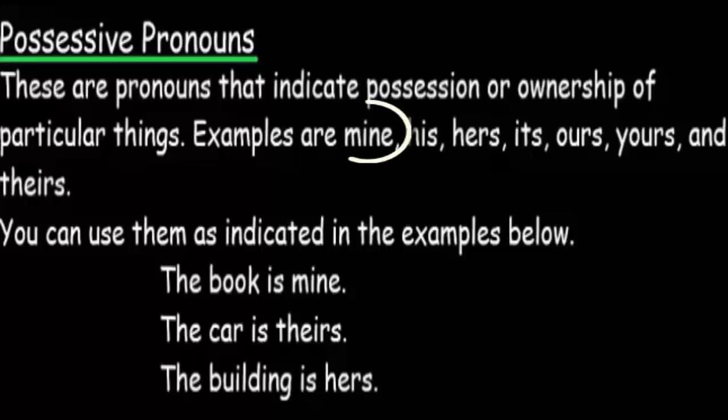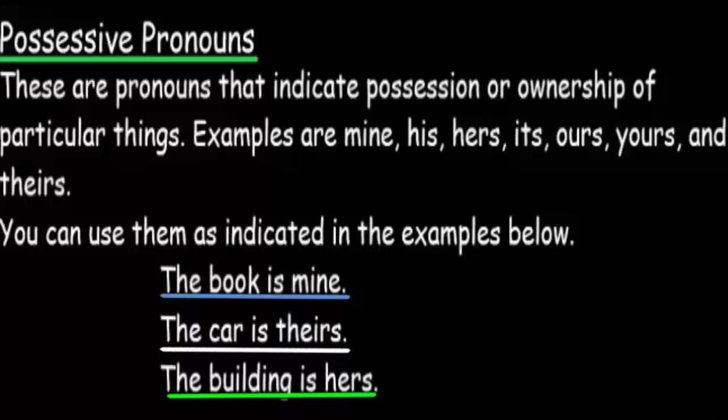Examples are mine. If I say the book is mine, it shows I own it. The book is his, it shows he owns it. It's ours, we own it. It is yours, you own it. And theirs, they own it. So you can use them as in the examples below. For example, you say the book is mine, the car is theirs, the building is ours.